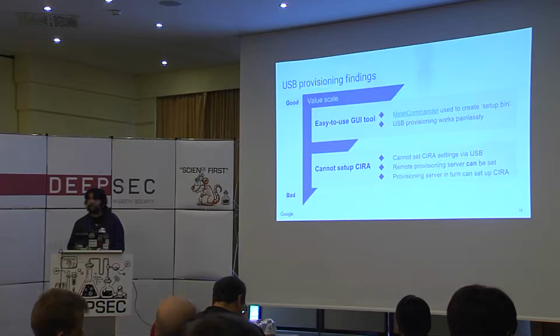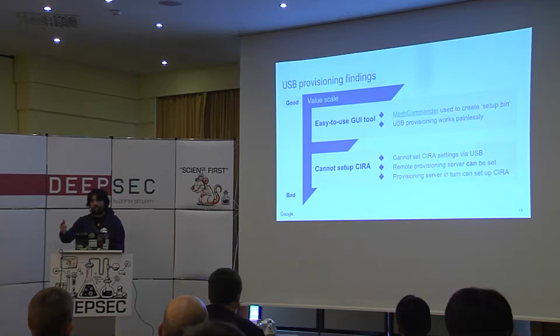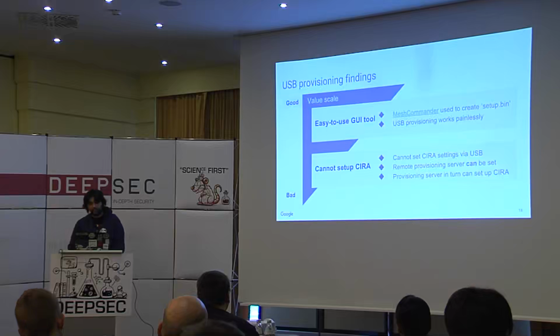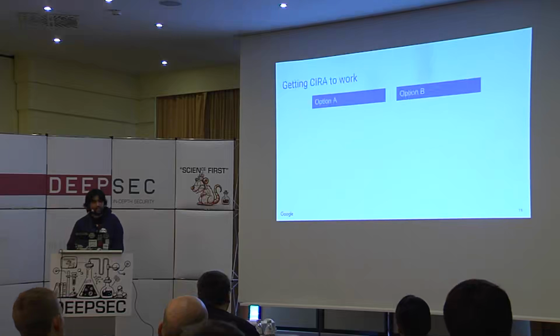But the downside was only a very limited number of settings can be set via USB. It doesn't allow me to set all the AMT settings. And unfortunately, CRA is not one of those settings. I can set a remote provisioning server, in which case AMT will make a call to the remote provisioning server asking for further configuration, and then the remote provisioning server can push down CRA settings, but I can't set up CRA settings directly. So that's a complication. What options do we have to proceed?